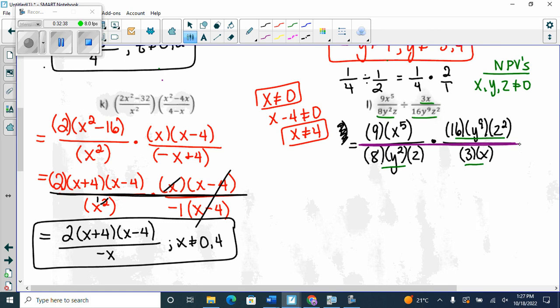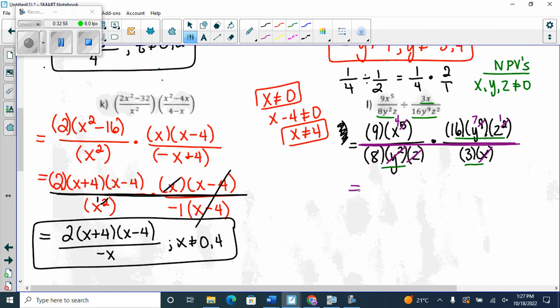So we say what's common. Well, I have a y squared and a y9, so I can take off 2 of these, and I'm left with y to the 7. This is an x5 over x. So this x can cross off one of these, so I get x to the 4. And then a z, it can cross off one of these, so I'm left with a z. And then the 8 and the 16 can cancel, the 9 and the 3 can cancel.